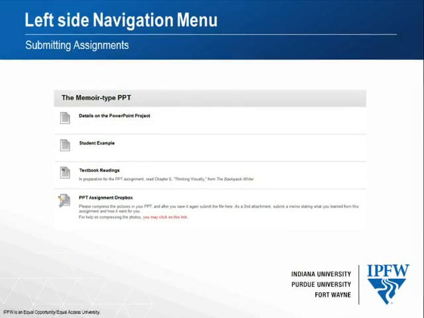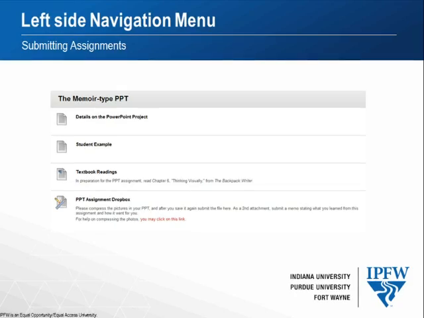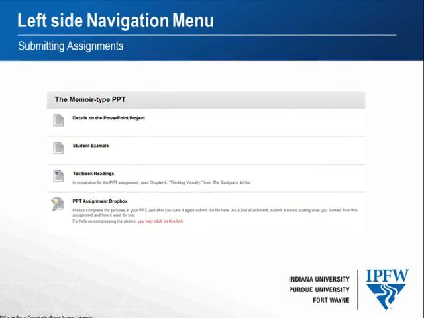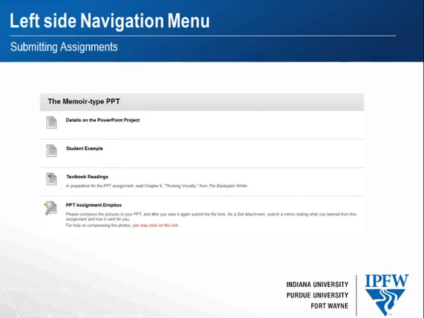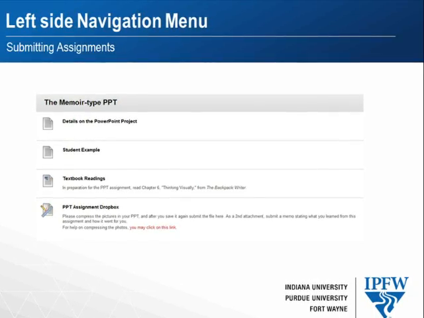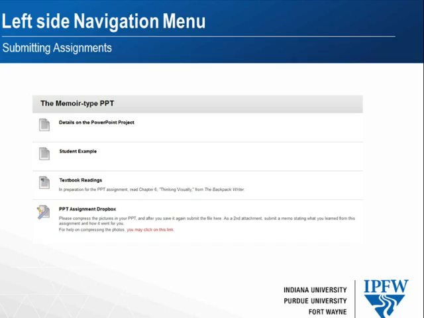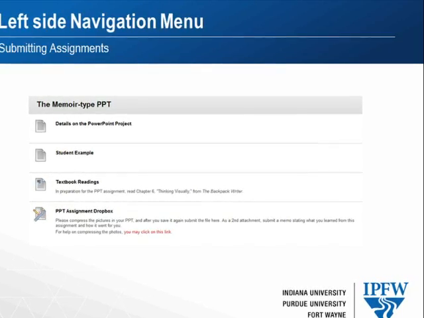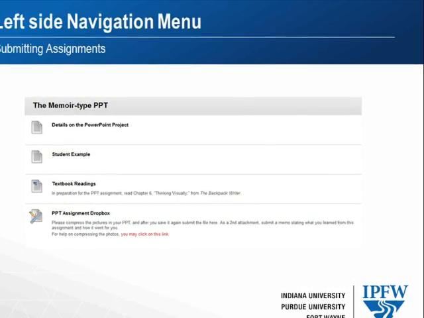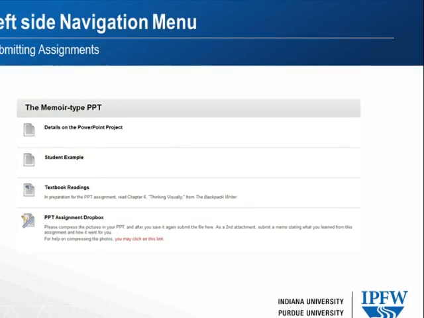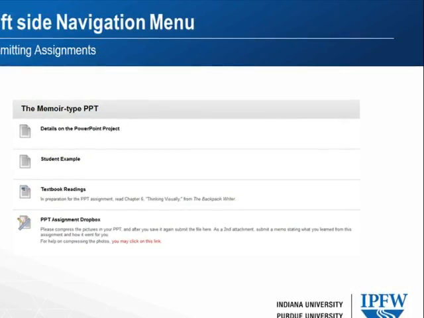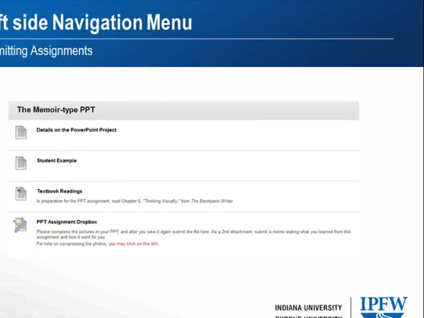So here's what an actual Dropbox folder looks like. In this case for W131, here's all the details in the folder called the memoir type PowerPoint. And you'll see often an overview of that specific assignment. Maybe you'll see a student example of that specific assignment. Often maybe you'll see the rubric, maybe you'll see some related readings, and you'll always see the Dropbox itself. You click on that Dropbox and that's where you attach your assignment.